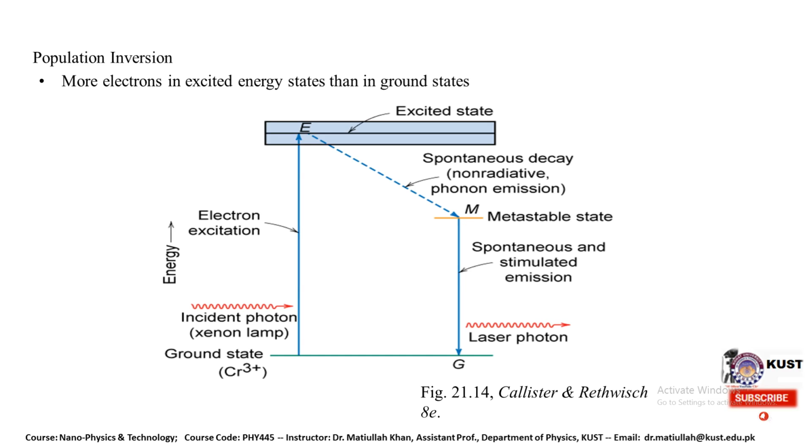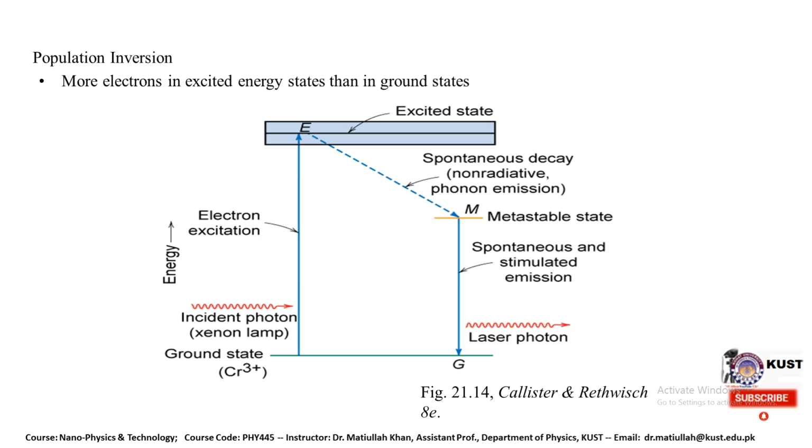In a laser, the most important thing we need is population inversion: more electrons need to be in the excited state than in the ground state. This process is called population inversion. The electrons are excited from the valence band toward the conduction band, so you populate the excited states of that material. There is some spontaneous decay of these electrons toward the ground state, and this spontaneous decay leads to spontaneous and stimulated emission of photons, and that is actually the laser photons.